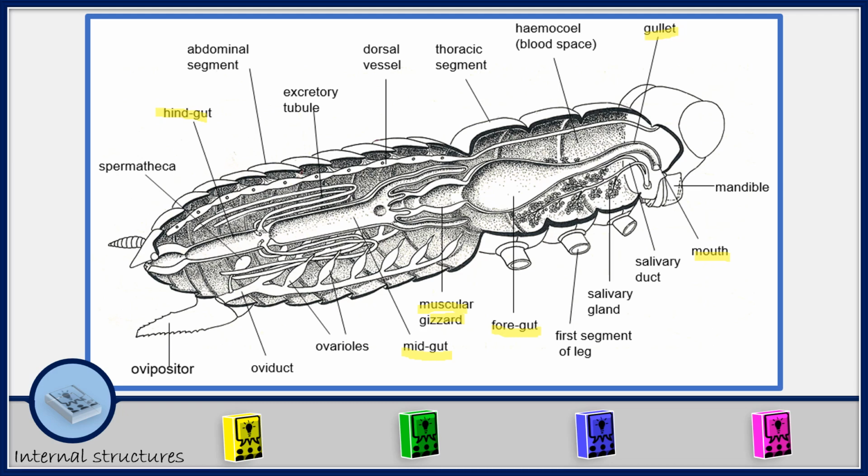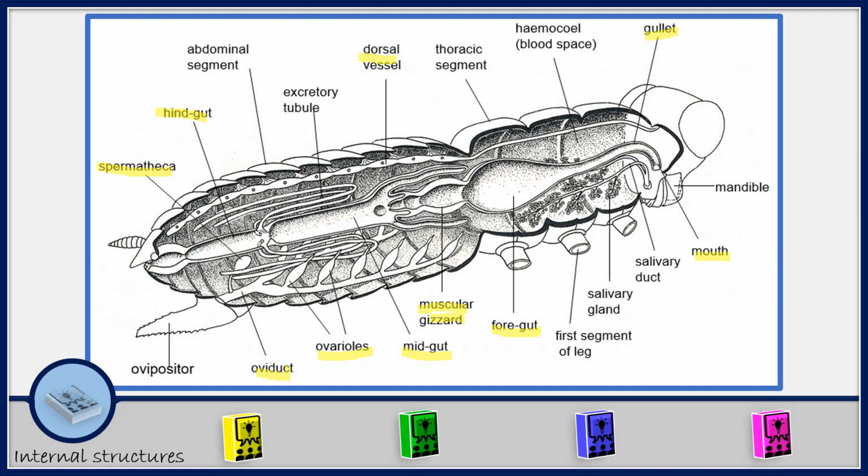When it comes to the reproductive system, we have the oviduct. In the oviduct we have the ovaries. And at the beginning of the oviduct here we have the spermatheca. Up we have seen a vessel. This vessel running upwards here, that vessel is the one that we have called the dorsal vessel.